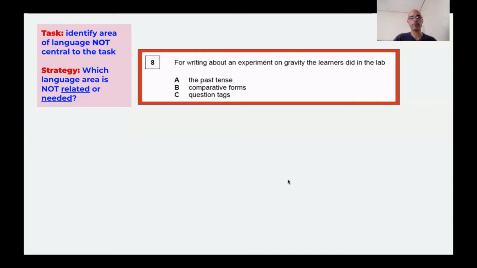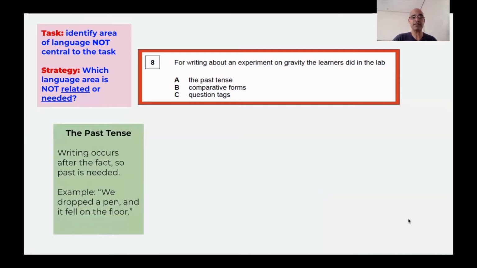So number 8. For writing about an experiment on gravity the learners did in the lab. So notice here that learners are writing about an experiment that already happened, and it's a science experiment. So that's an important element to keep in mind as we analyze. So which one of those areas are not needed? The past tense, comparative forms, or question tags? Or, using the language from the test, which one of the areas is not central? So let's look at each one of them. So the past tense is needed. Why? First of all, because this is a writing exercise, and the students are writing about an experiment, so they're probably writing a report.